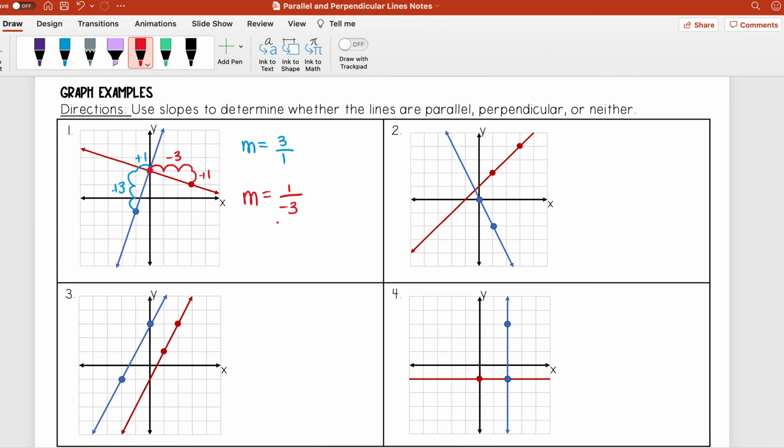Now I need to determine whether this means it's parallel, perpendicular, or neither. Well, it's not parallel because these aren't the same. But I first notice that they're opposite slopes. My first one's positive, my second one is negative. And then I also see that they're reciprocals because I have 3 over 1, and this becomes 1 over 3. And so because this red slope is the opposite sign and it's flipped from the blue, that's going to make this one perpendicular.